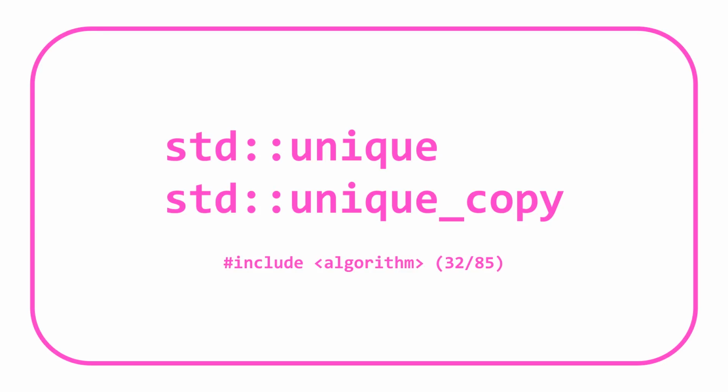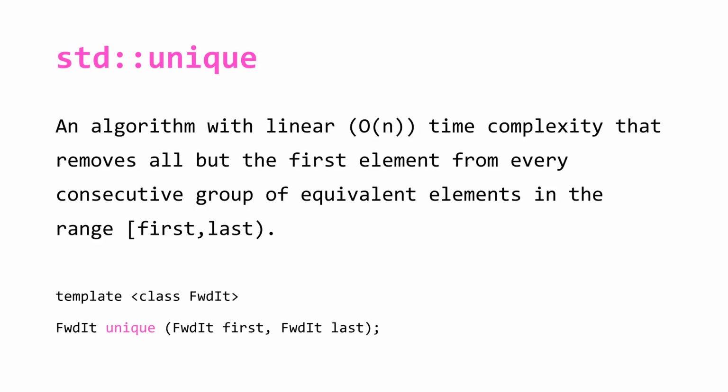In this video, we're going to be covering two algorithms from the STL algorithm library, std::unique and std::unique_copy. For std::unique, we have an algorithm with linear time complexity that removes all but the first elements from every consecutive group of equivalent elements in the range first to last. And for our algorithm declaration here, you can see we have one template type, the forward iterator.